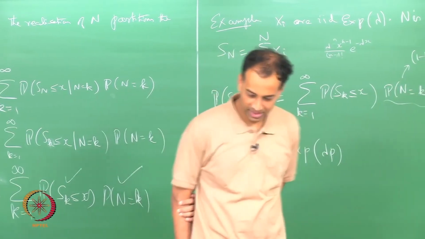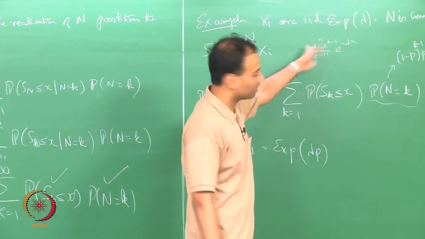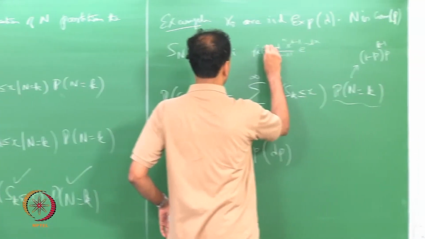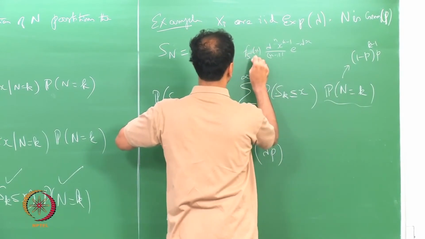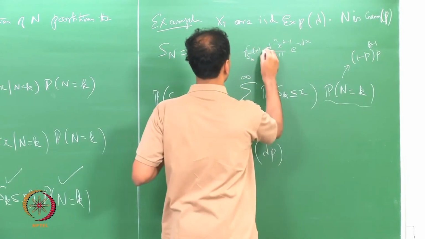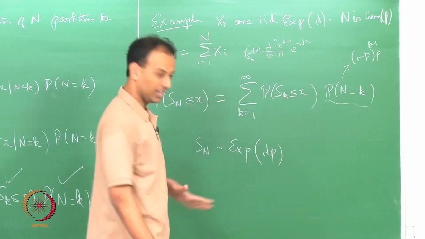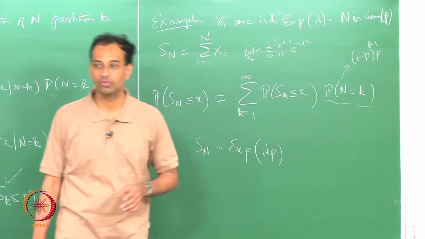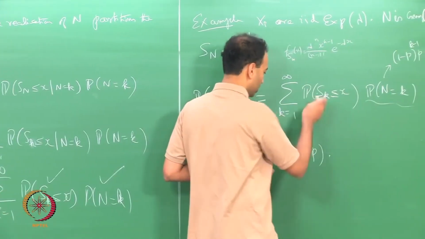So, it is nice that if you sum a fixed number of exponentials you get an Erlang, which is somewhat messy. This is the PDF of S_N, and from there you have to get the CDF. So, this is a bit messy, but if you sum a geometric number of exponentials you get another exponential. That we just showed using brute force.